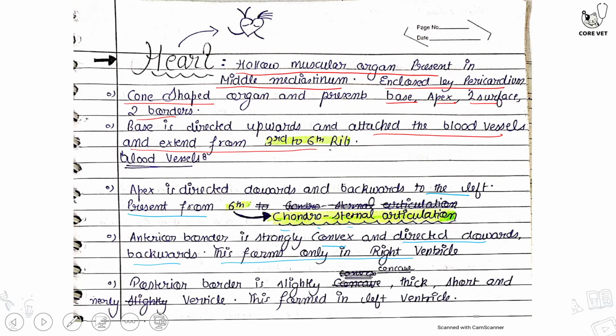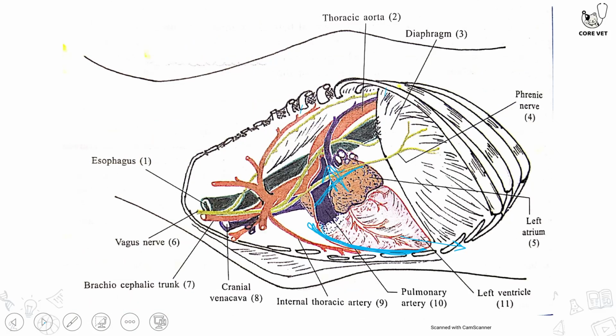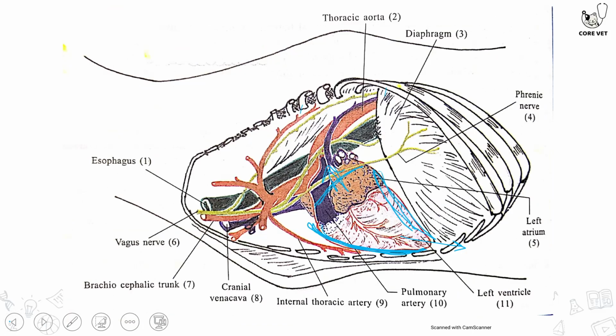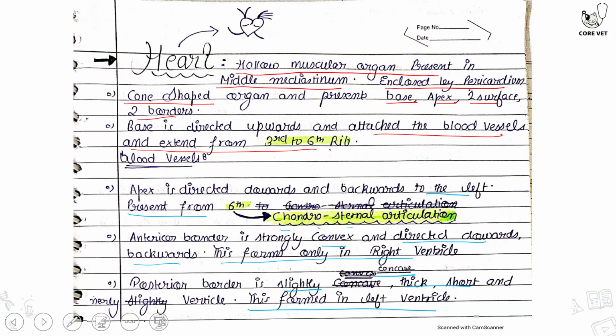Coming on to the posterior border, it is slightly concave, thick, and short. Obviously, it is short and formed by the left ventricle. So clearly, you can see this is the posterior border. So this was all about the borders, the apex and the base.